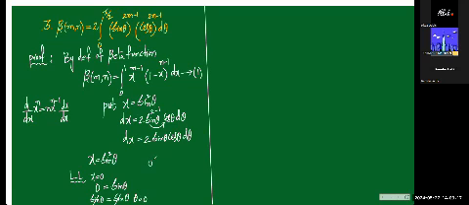Upper limit: x is equal to 1. So 1 is equal to sin square theta, but we will send the square to the other side, so sin theta only. So 1 can be written as sin pi by 2. Sin pi by 2 is equal to sin theta. Sin and sin cancel. Theta is equal to pi by 2.